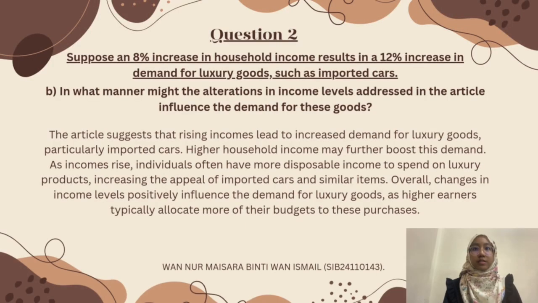For the second question, in what manner might the alterations in income level addressed in the article influence the demand for these goods? So, the article reveals that higher income leads to increased demand for luxury goods. It all comes down to disposable income. When households have more money, they tend to buy luxury items such as imported cars.